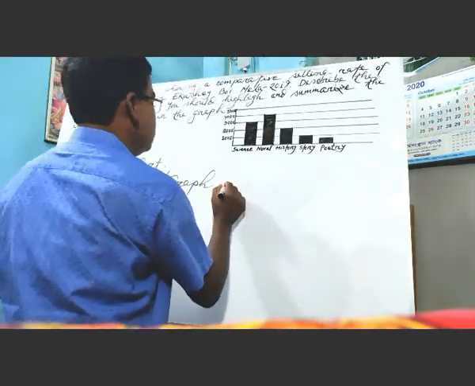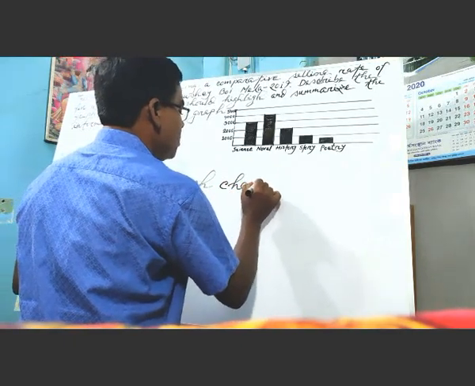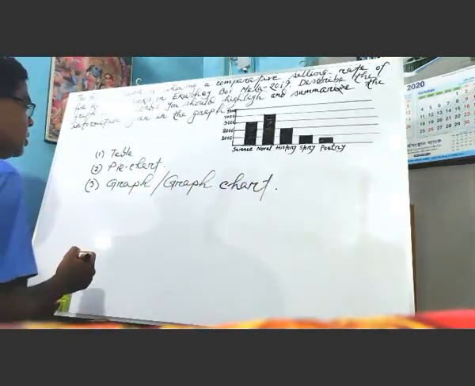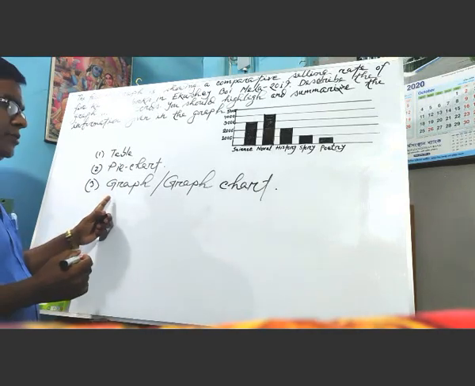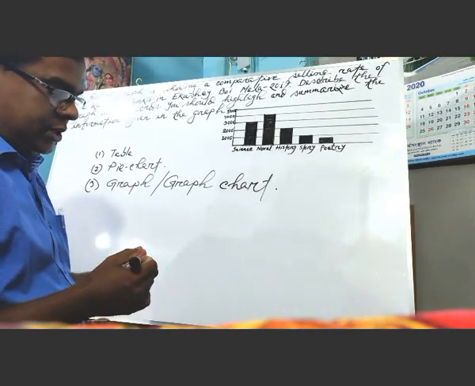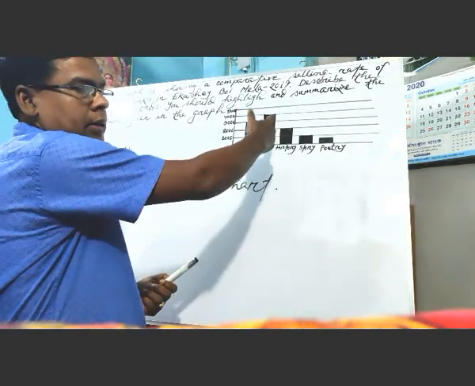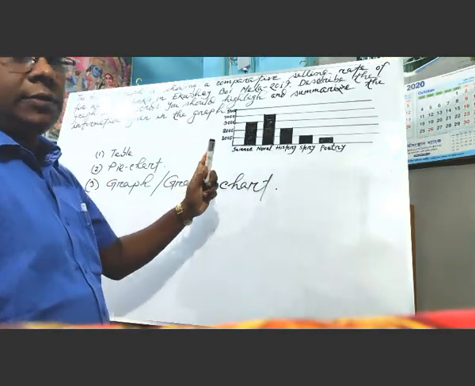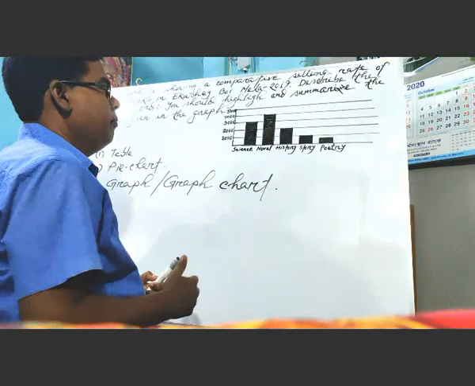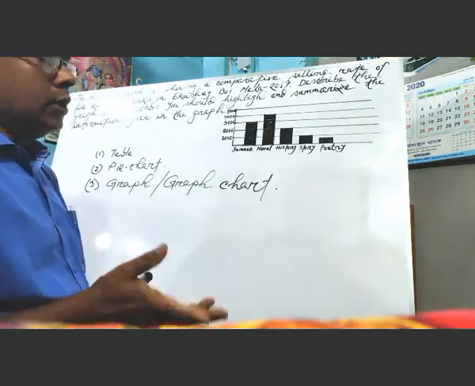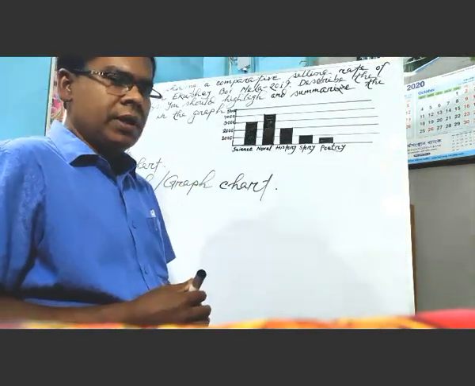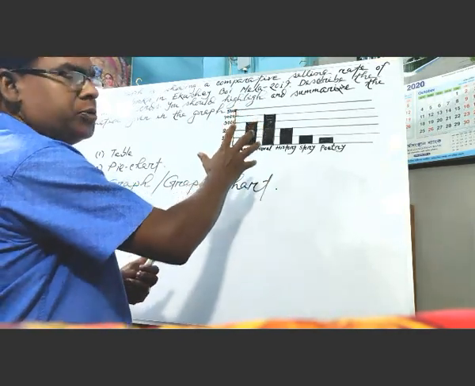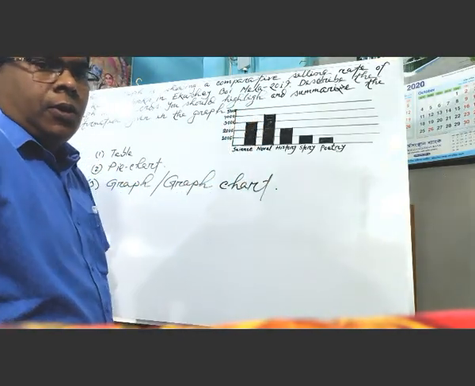Dear students, and then come to the question of a graph chart. And what is a graph chart? Look here. On the whiteboard, I have already drawn a graph or graph chart. This is the graph. In the graph, if you go through this graph very deeply, you will find some information here.